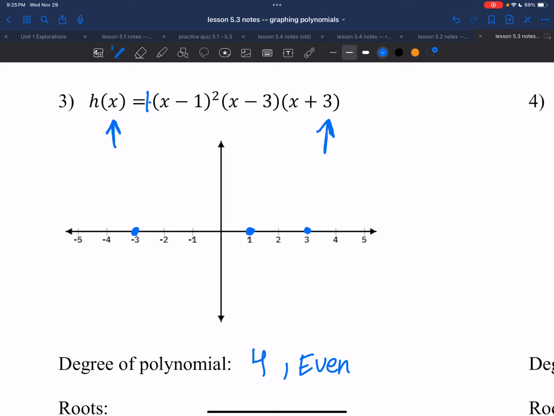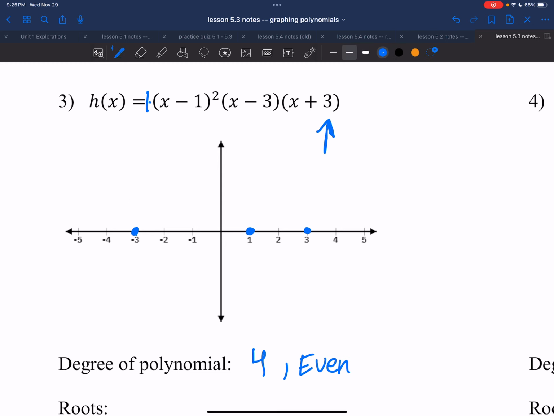Now, our goal is to connect these ends through the roots, keeping in mind the multiplicity of the roots so we have that behavior modeled. Now, at one, it's a double root, and the other two are simple roots. So I'm going to start from the left here, and this is a little bit harder on an iPad, but I'm going to start from the left.